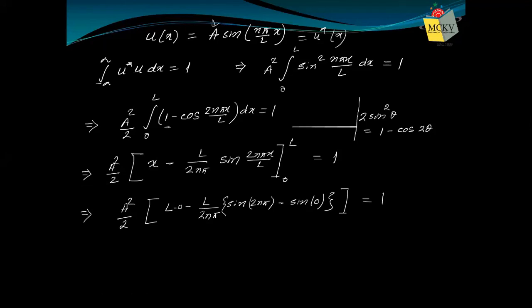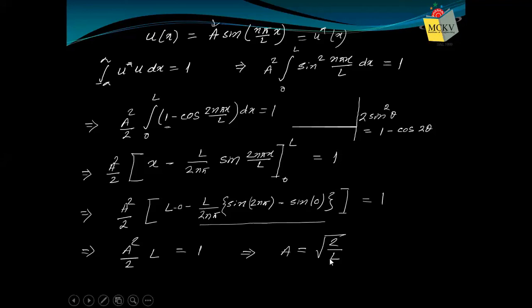And we know sine 0 is 0, and sine 2n pi, with n being 1, 2, 3, etc. Remember, that means sine 2 pi, sine 4 pi, sine 6 pi, etc. All are 0. So all these quantities give you 0. So what is left only? The only quantity left is L. This equals 1. That means A equals root over 2 by L. So this is our value of A, the constant.